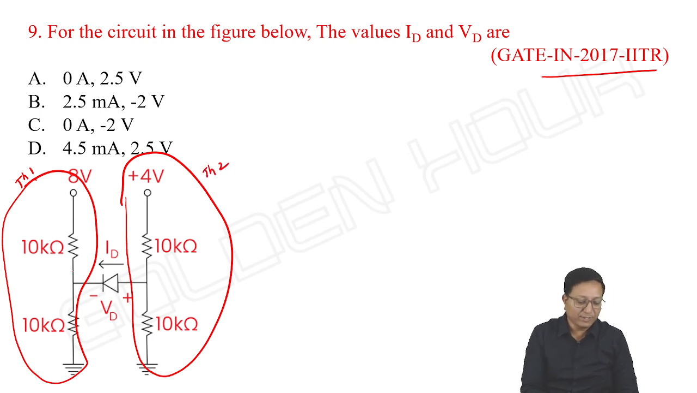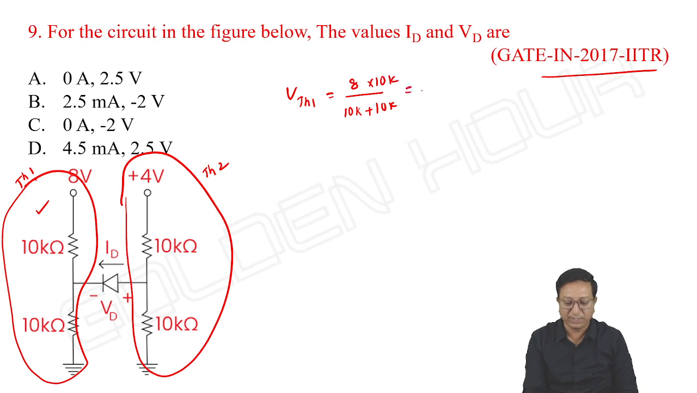What is the Thevenin's equivalent voltage for this case? Let me take that as VTH1. That is 8 volts by 10 kilo ohm plus 10 kilo ohm, multiplied with 10k. It is 4 volts. And what about R Thevenin's 1? It is 10k parallel with 10 kilo ohm. It is equal to 5 kilo ohms.